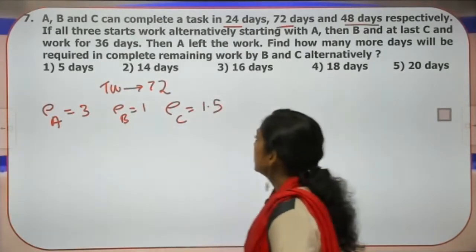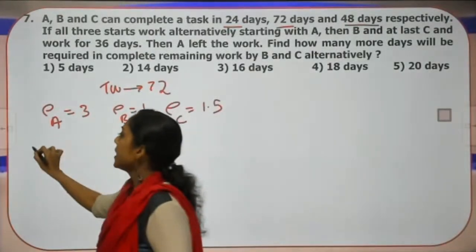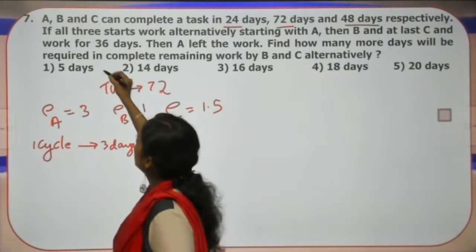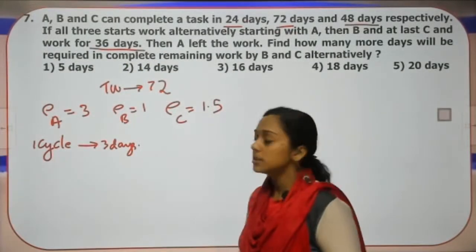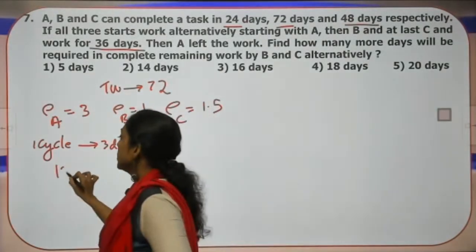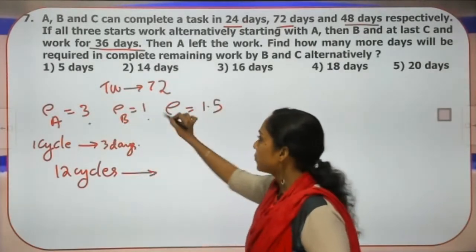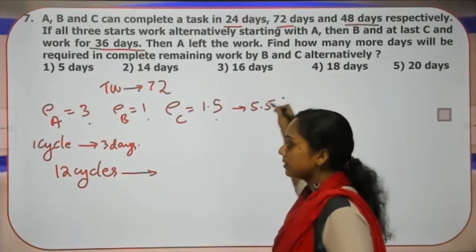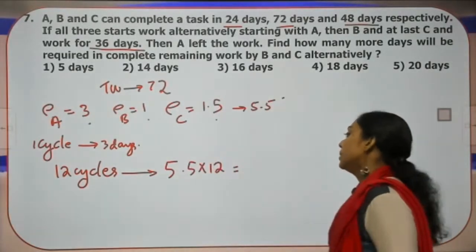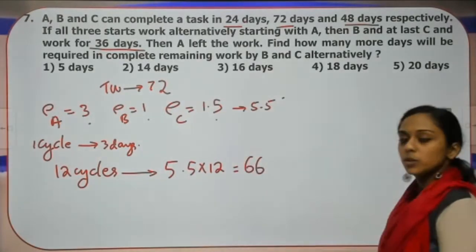Now next, they are working alternately, so one cycle is 3 days, the duration of one cycle is 3 days. They worked for 36 days, means how many cycles are completed? 12 cycles are completed. One cycle is 3 days, so 12 cycles are completed. So in 12 cycles how much work will be completed? In one cycle how much work is completed? 3 plus 1 plus 1.5, that is 5.5 work is completed. So the work completed in 12 cycles will be 5.5 into 12. So 66 work will be completed.